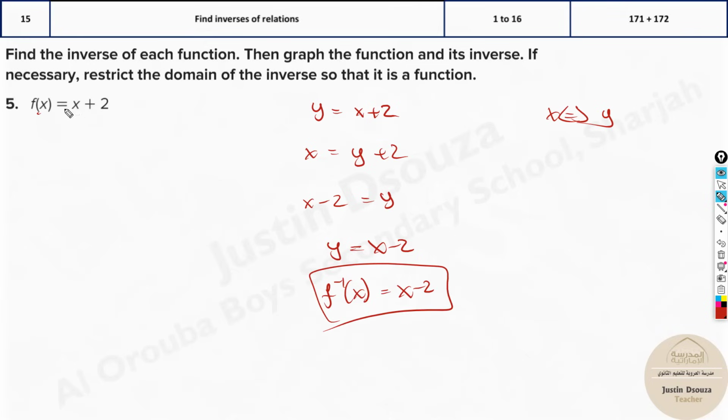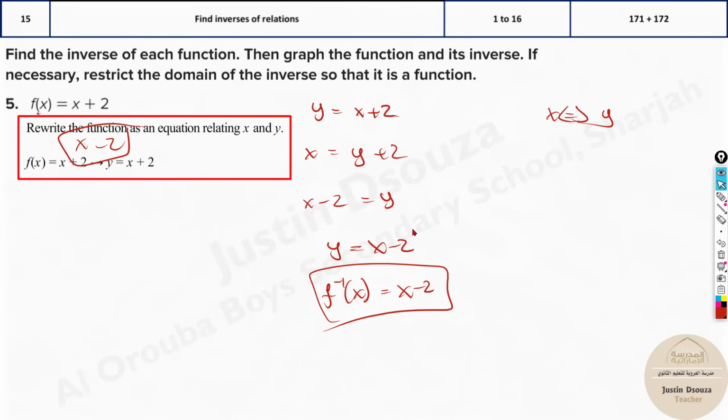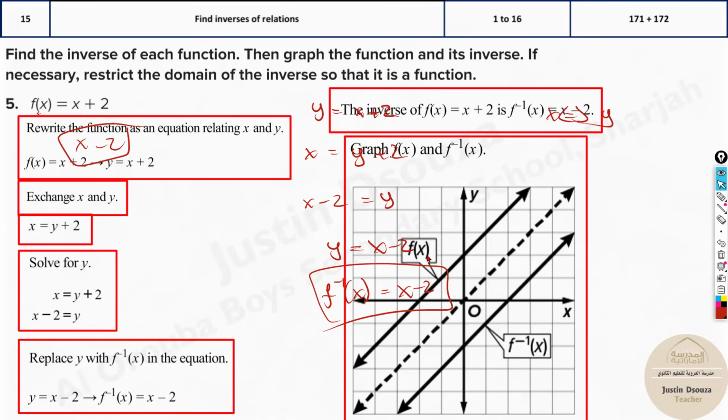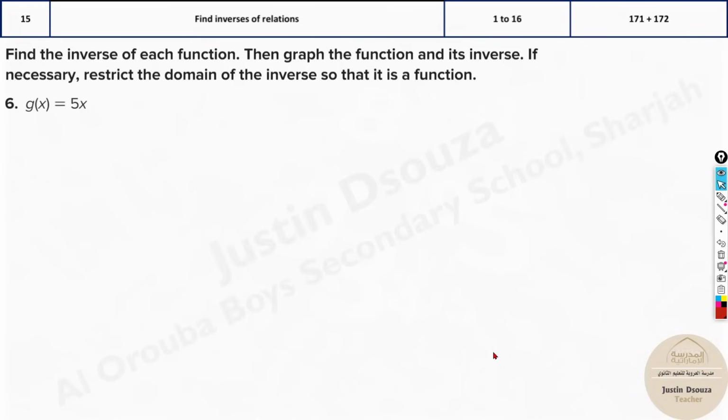That's it. Now we are looking at inverse. X plus becomes minus 2. That's it. So that would be the inverse, isn't it? Here. That is the inverse. And if you want to graph this, the first one was plus 2 over here. Next one inverse is minus 2. That's it. That's the inverse graph.